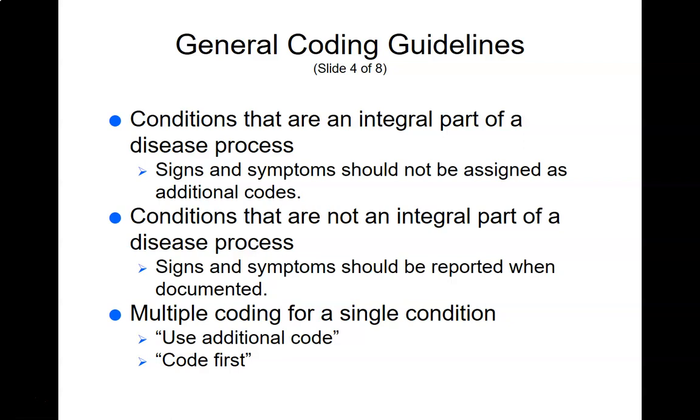While use additional code notes from the tabular list will guide the coder as to when it is appropriate to report a secondary code. When the code is to be sequenced first is determined, the additional code will be reported as a secondary code. Code first notes are also indicated in the tabular list and are typically used to identify an underlying condition. The underlying condition is always reported as the primary code.